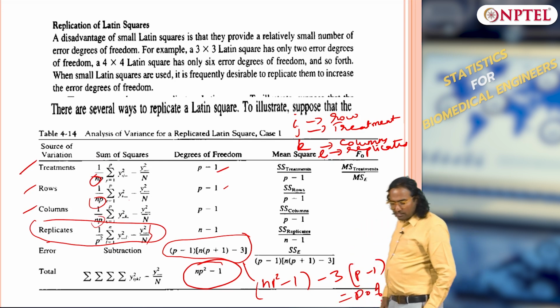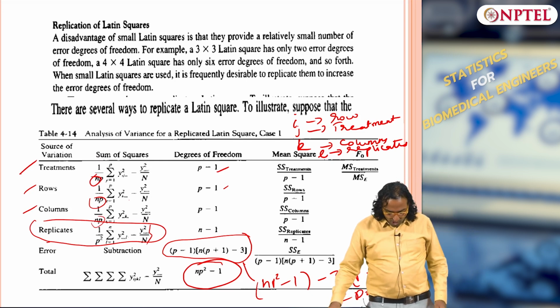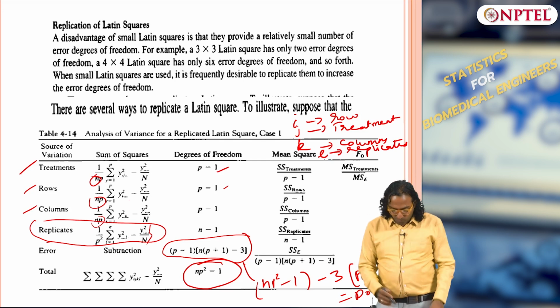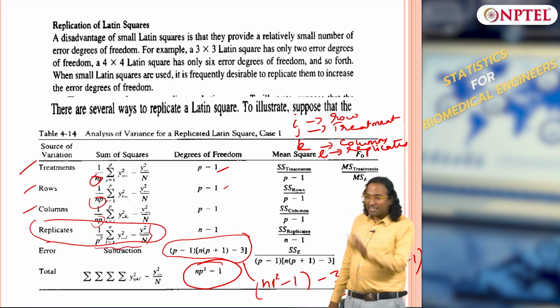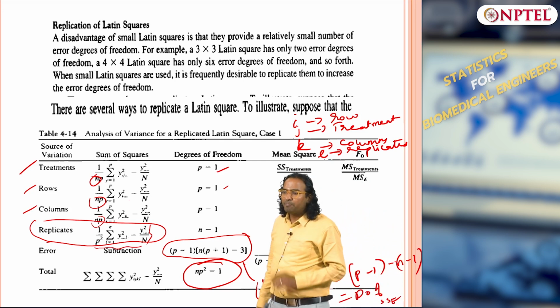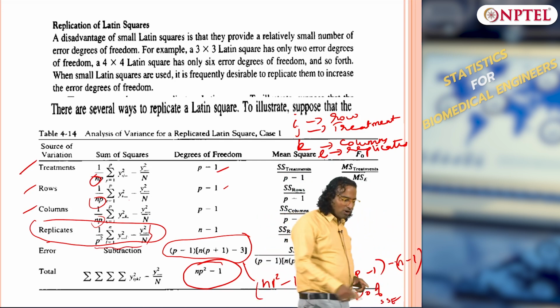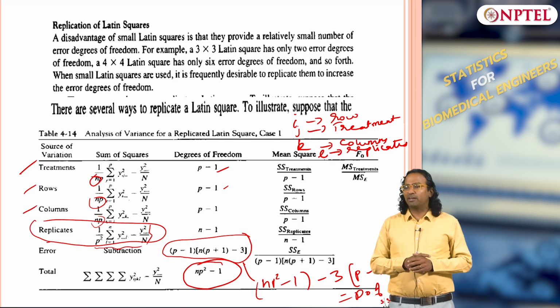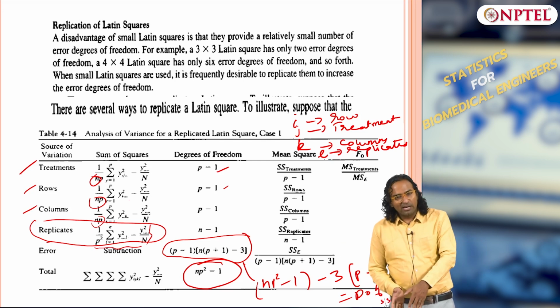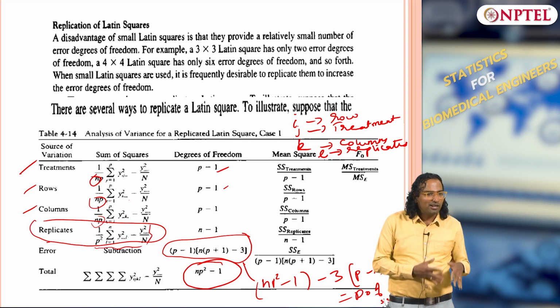For replicates there is only 1 over p squared. So for replicates alone the formula will vary. Why? Because the number of data points in a replicate is only p squared. So you have 1 over p squared times the sum of y squared minus y grand sum squared divided by n.